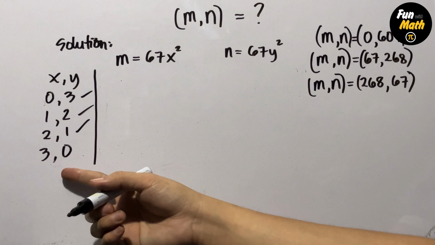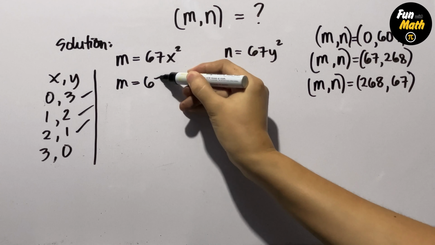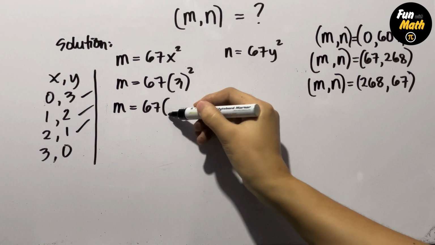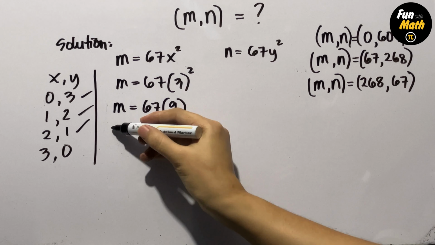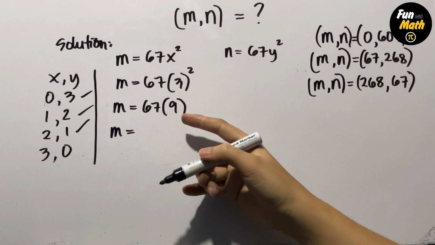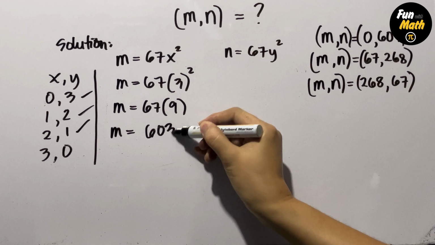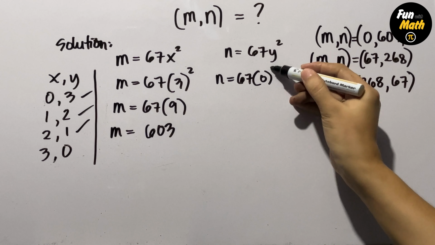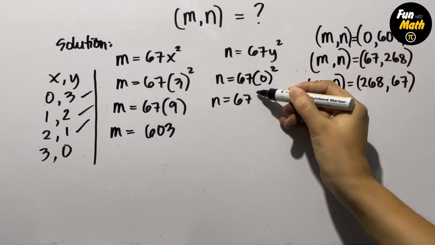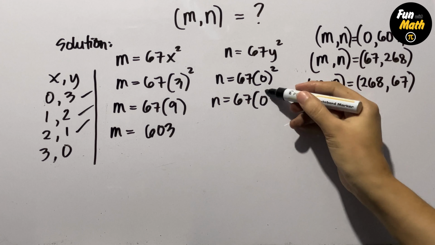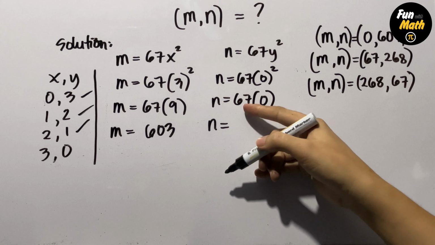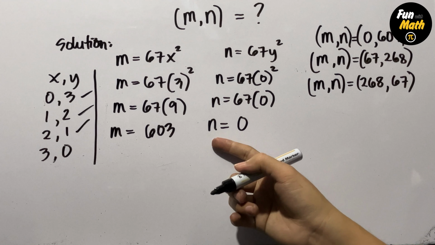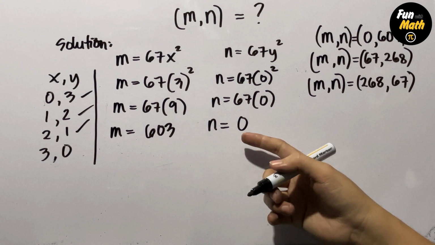Another is 3 and 0. So m is equal to 67 times 3 squared, that is 9. Now m is equal to 67 times 9, that is equal to 603. Next, n is equal to 67 times 0 squared, which is 0. Then n is equal to 67 times 0, that is 0. Now we have the values for m and n, that is 603 and 0.